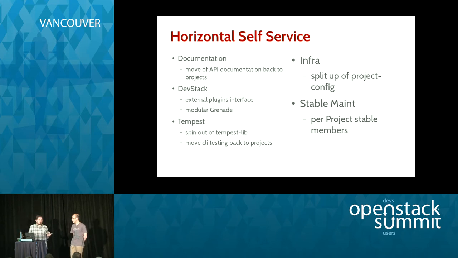The documentation team, in this last cycle, had previously been maintaining API docs themselves in their own repositories. Now all the Nova API documentation is back in the Nova tree where it probably belongs. And it's now a Nova ownership responsibility, which is what it should be, right? Every project needs to own all the parts of its artifacts that come out.